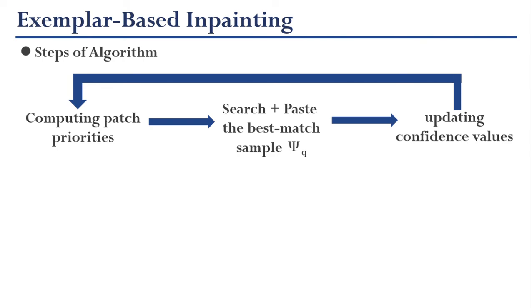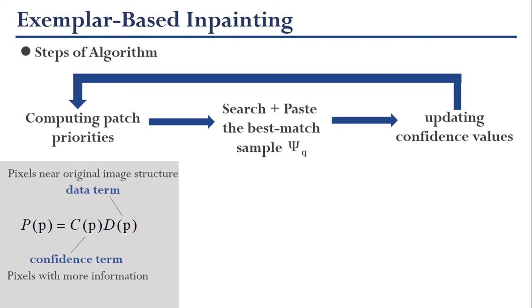We can split the algorithm into three steps. Step 1. Computing patch priorities. From the two components of this formula, CP is the confidence term. When filling, the surrounding pixels with more information will be filled first, because they are surrounded by more pixels in the original image. They can provide more reliable information. DP is the data term, which shows that pixels near the original image structure will be filled first, so the original structure of the image can be better extended toward the hole.